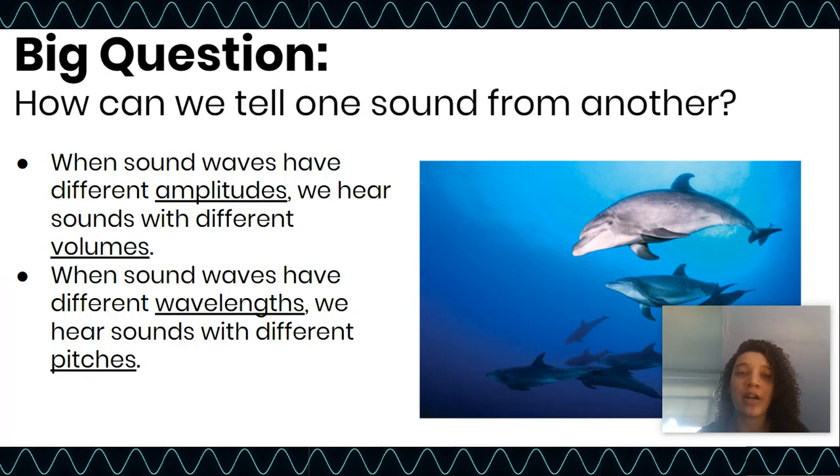So, we've been trying to figure out how can we tell one sound from another, and we've come up with two key concepts so far. When sound waves have different amplitudes, we hear sounds with different volumes. So, we know the higher amplitude has a louder volume, while the smaller amplitudes have a softer volume. When sound waves have different wavelengths, we hear sounds with different pitches.